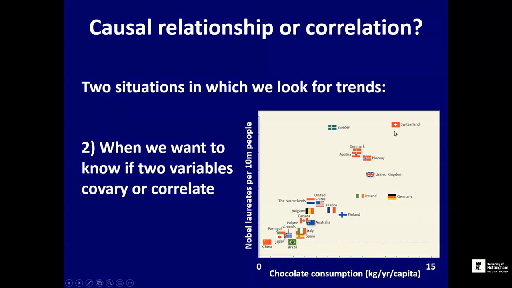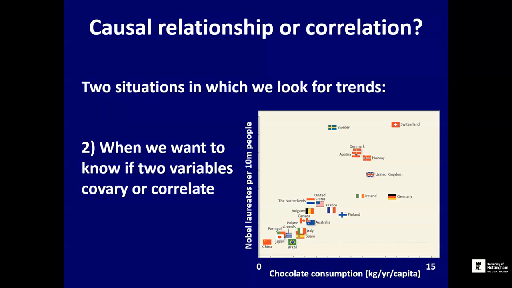So, for example, Switzerland, unsurprisingly, those guys eat a lot of chocolate and they have loads of Nobel laureates, so they are really highly likely to produce people that win the Nobel Prize. Whereas down here in China, Japan, Portugal, relatively few people eat chocolate, they eat small amounts of chocolate, and they don't seem to win Nobel Prizes. So we've got an association between these two variables. It seems pretty clear, actually, but that doesn't mean that one causes the other to change.